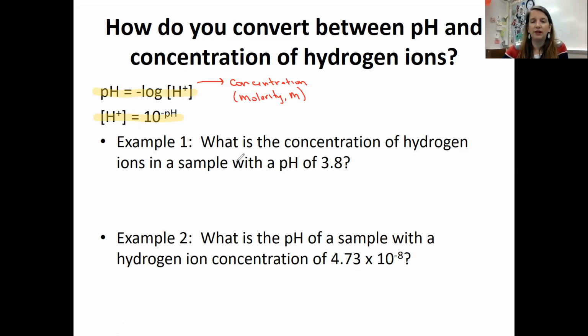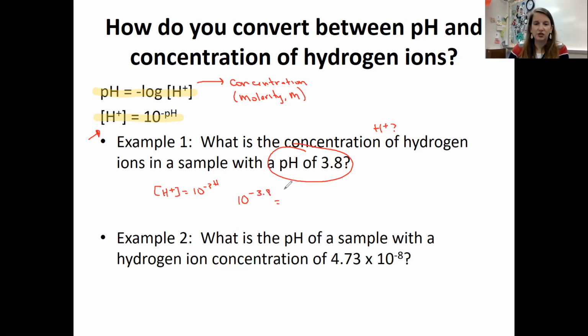With example 1 here, we're trying to find our hydrogen ion concentration given the pH of 3.8. So when we look at what we have, pH, and we're trying to find hydrogen ion concentration, we're going to use this equation here. Our hydrogen ion concentration is going to equal 10 to the negative pH. So that means it would be 10 to the negative 3.8.